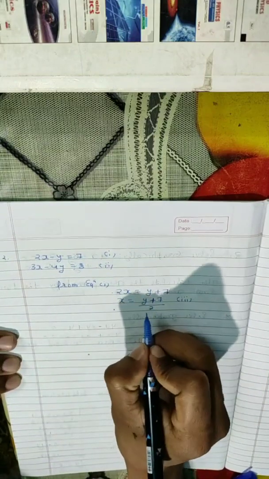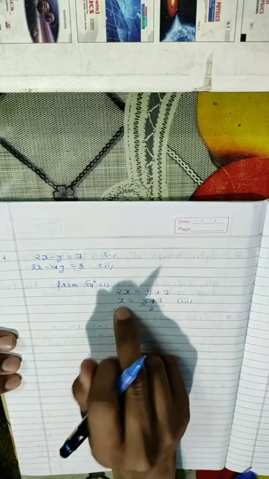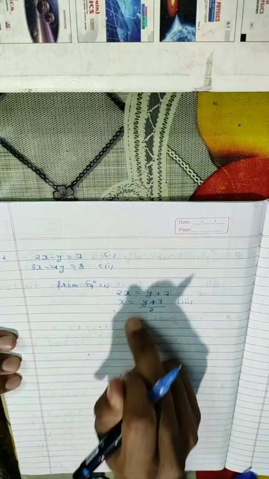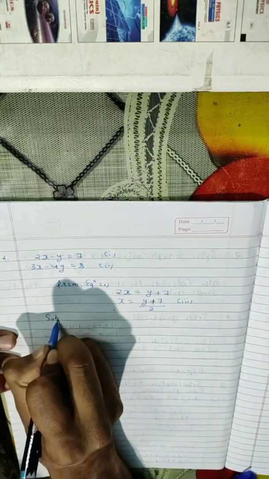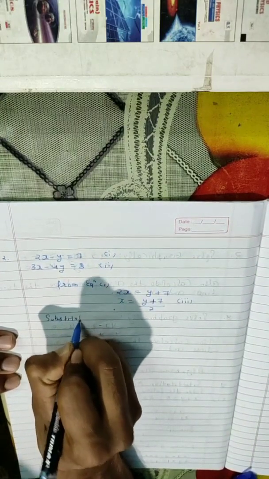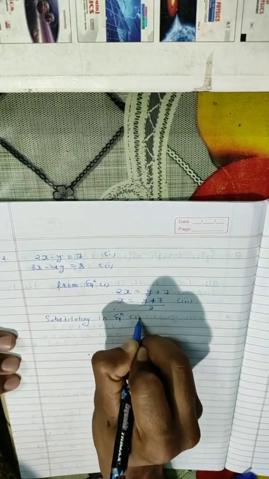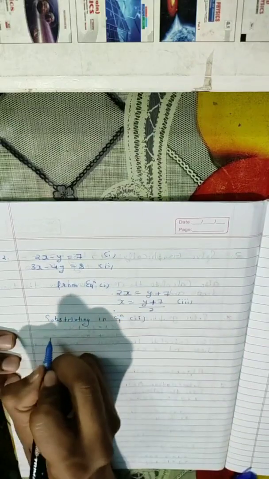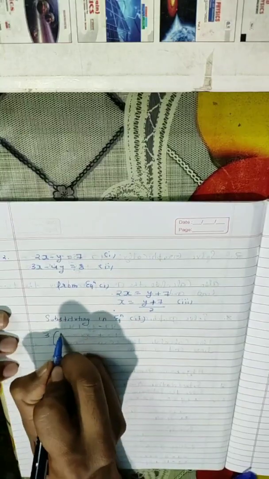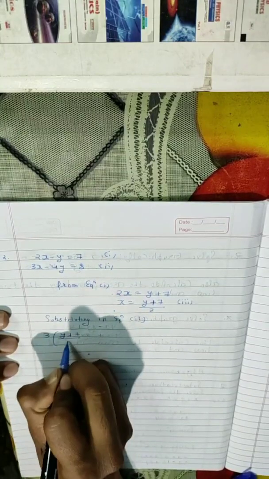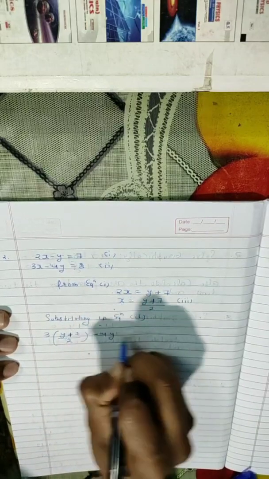Now what we will do? We will substitute this value of x in equation number 2, because we got this x from equation number 1. Okay. Now substituting in equation number 2. So I will get 3 into, in the place of x I am substituting the value y plus 7 upon 2 minus 4y is equals to plus 8.